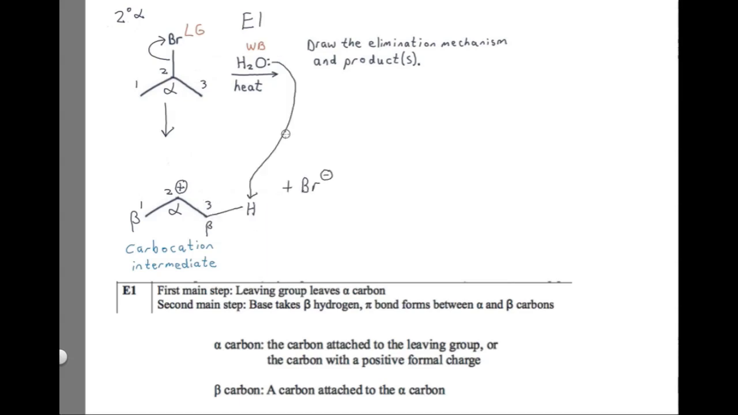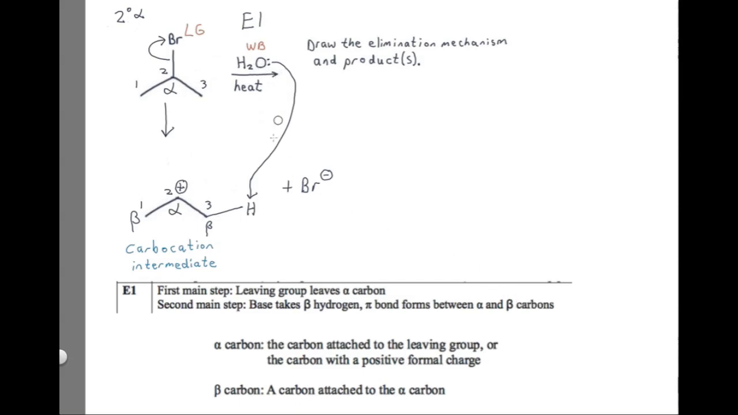Here's the electron pushing arrow that shows the base taking the beta hydrogen. Remember that a base is an electron donor, so it goes at the beginning of the electron pushing arrow. Now we need another arrow for that same step, another electron pushing arrow to show the pi bond forming between the alpha and the beta carbons.